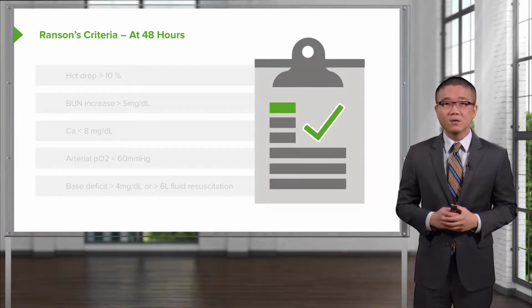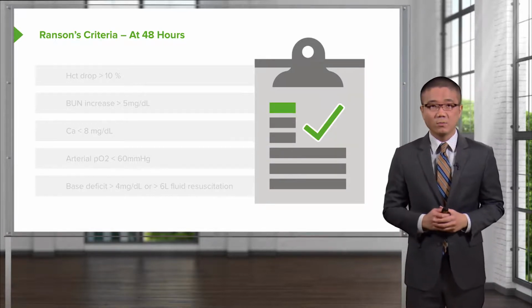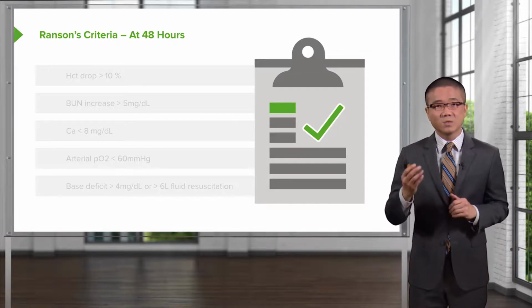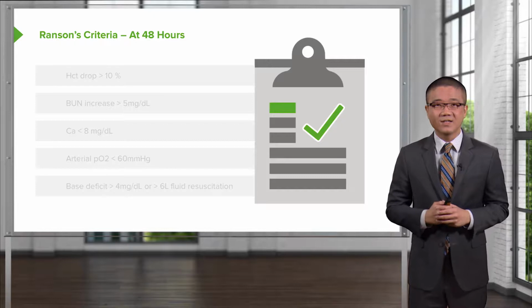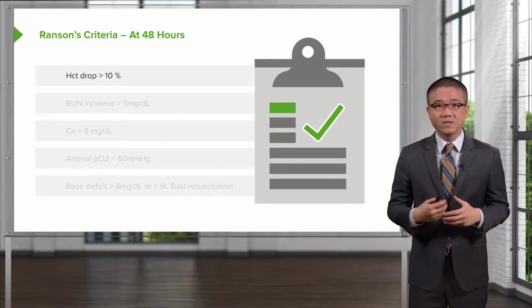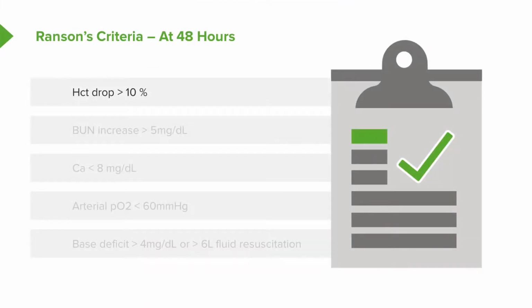Within 48 hours, Ranson's criteria is reassessed on patients with acute pancreatitis. In this setting, we're specifically looking for how much resuscitation the patient has gotten. We might see a hematocrit drop greater than 10% as a sign of fluid retention and potentially marker of more severe disease. A BUN rise greater than 5. Calcium less than 8. Arterial PaO2 as obtained by an arterial blood gas or ABG less than 60 millimeters of mercury. And lastly, very importantly, a base deficit greater than 4 or greater than 6 liters of fluid resuscitation.